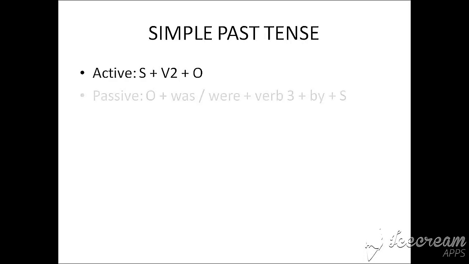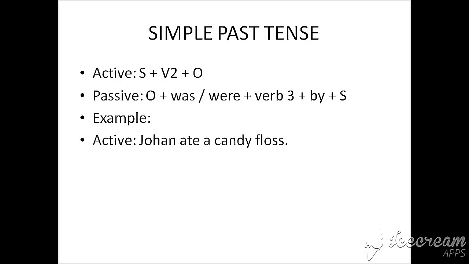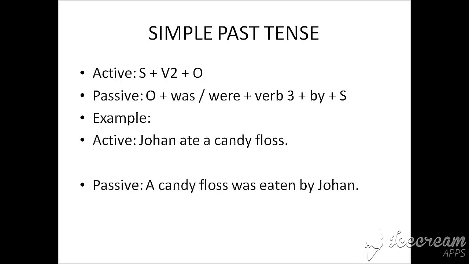And now simple past tense. This is the formula of simple past tense. Active: subject plus verb 2 plus object. Passive: object plus was or were plus verb 3 plus by plus subject. This is an example of simple past tense. In the active voice, Johan ate a candy floss. In the passive voice, a candy floss was eaten by Johan.